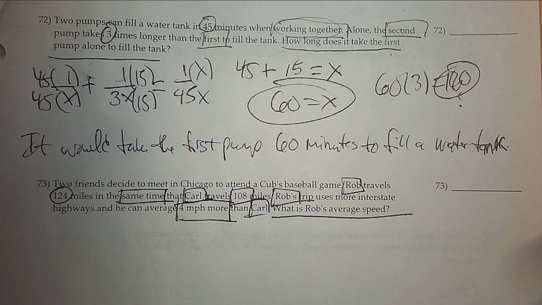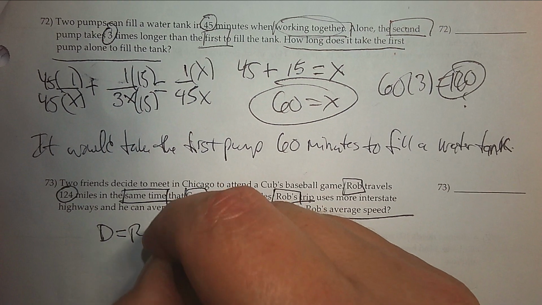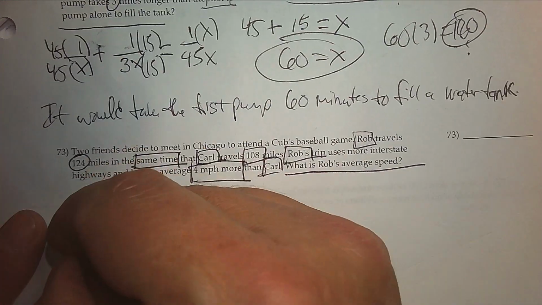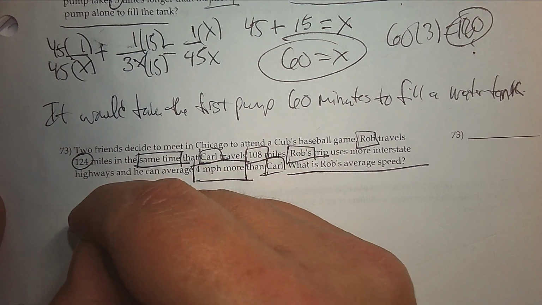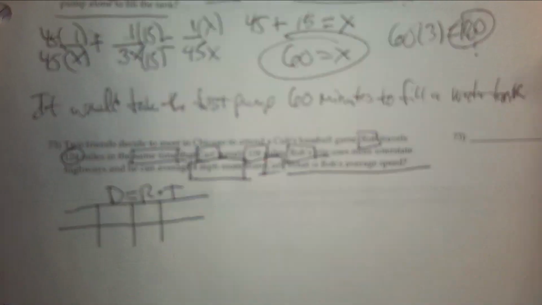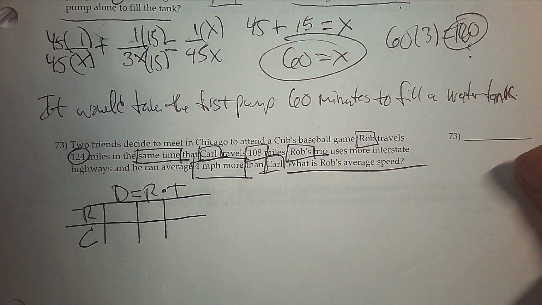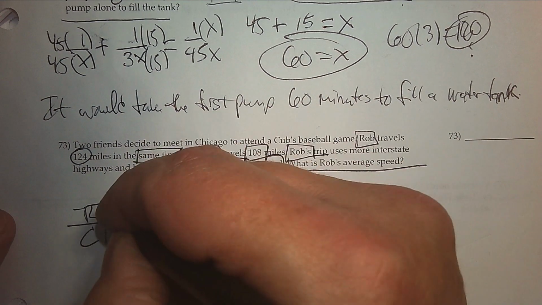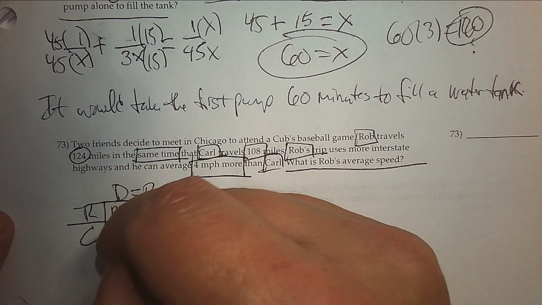So, break down the story. Do you realize this story has to do with distance, rate, and time? What formula do we use for distance, rate, and time? And in this case, we do have 2 people. Sometimes it's the same person, just going there and back. Here we have Rob and Carl. So, what we know that's easy is that Rob travels 124 miles. In the same time, Carl travels 108.